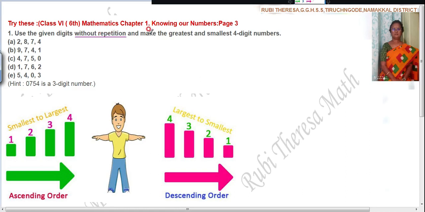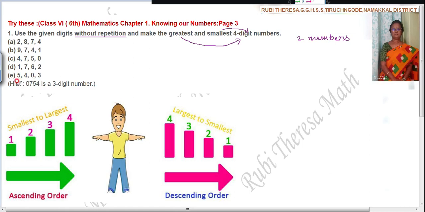Then make the greatest and smallest 4-digit number. So greatest 4-digit number, then smallest 4-digit number. So 2 numbers you have to write. How many numbers you have to write? 2 numbers. One is the greatest 4-digit number and another one is the smallest 4-digit number. So how many digits are they asking? 4 digits.